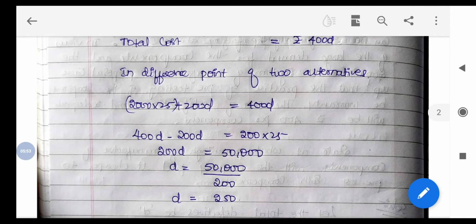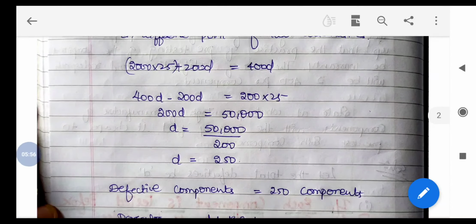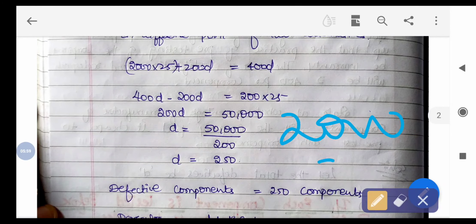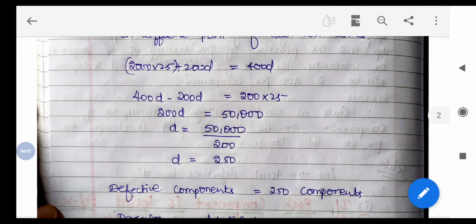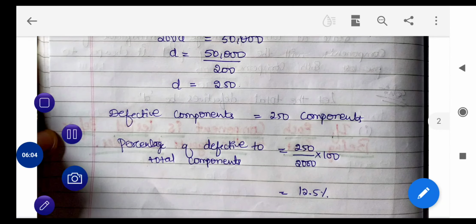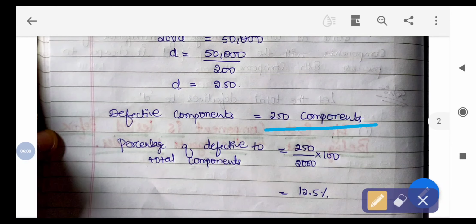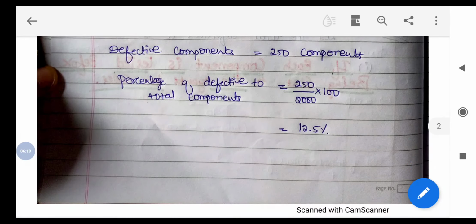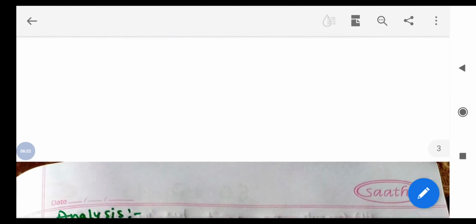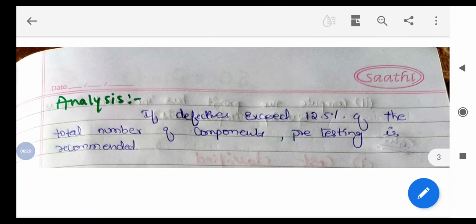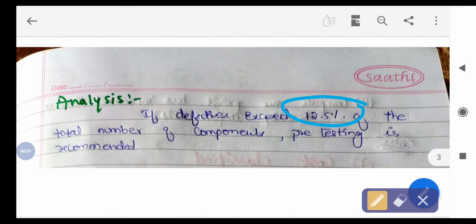So out of 2000, 250 will be the defective products. So defective components are 250. What is the percentage of defectiveness? 250 divided by the total number of components, 2000, into 100, so 12.5% is the percentage of defectiveness. So the conclusion of the analysis is that if they get defective products above 12.5% of components, pre-testing should be recommended.